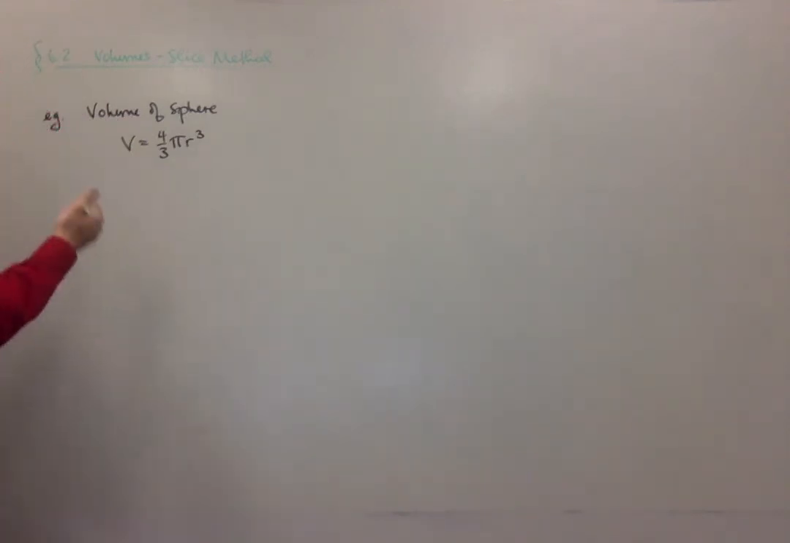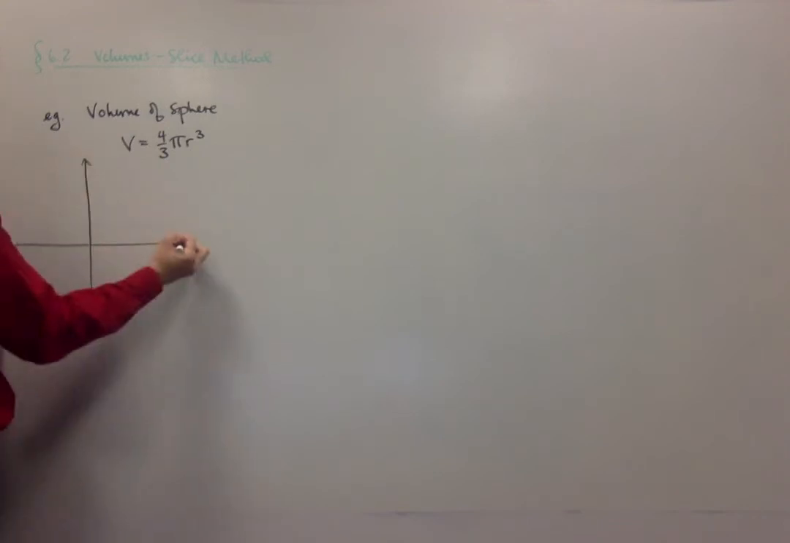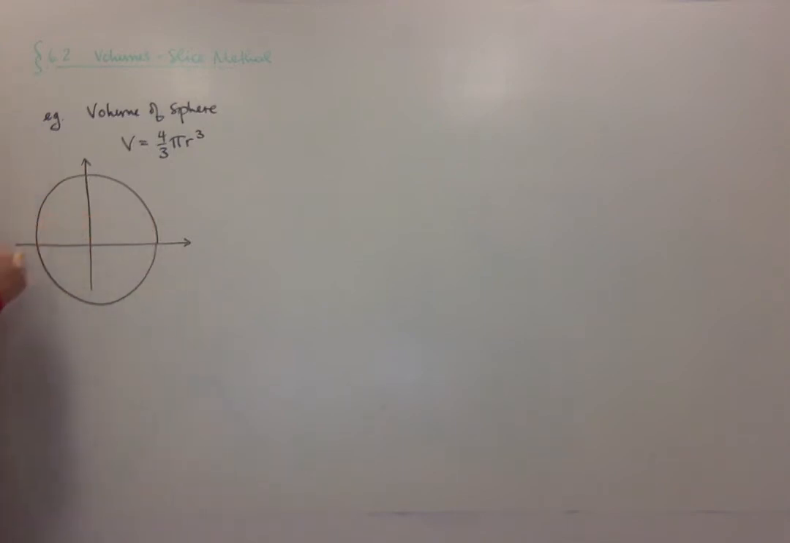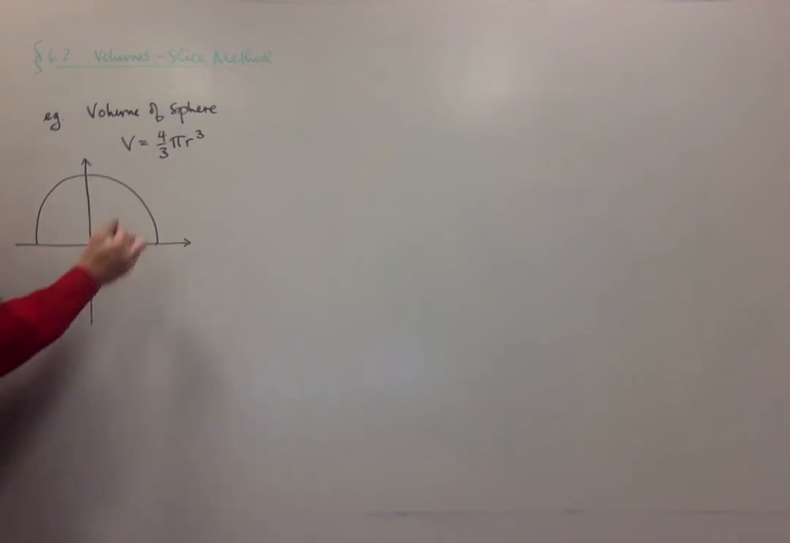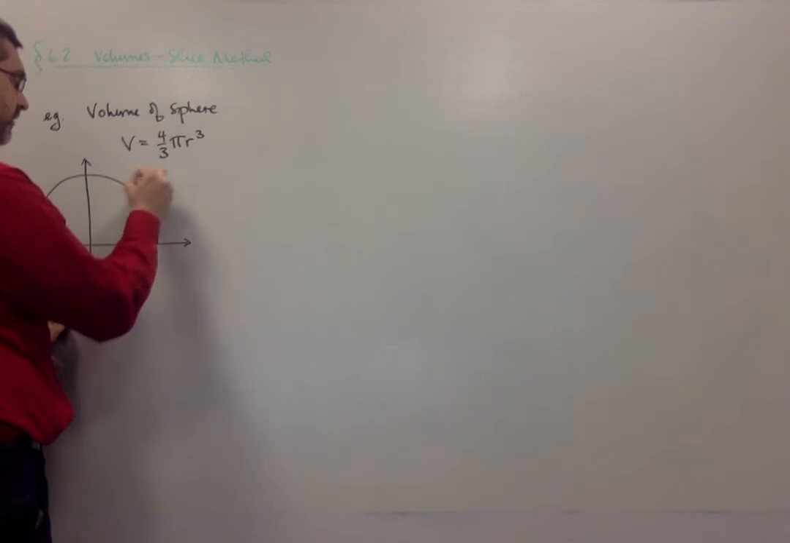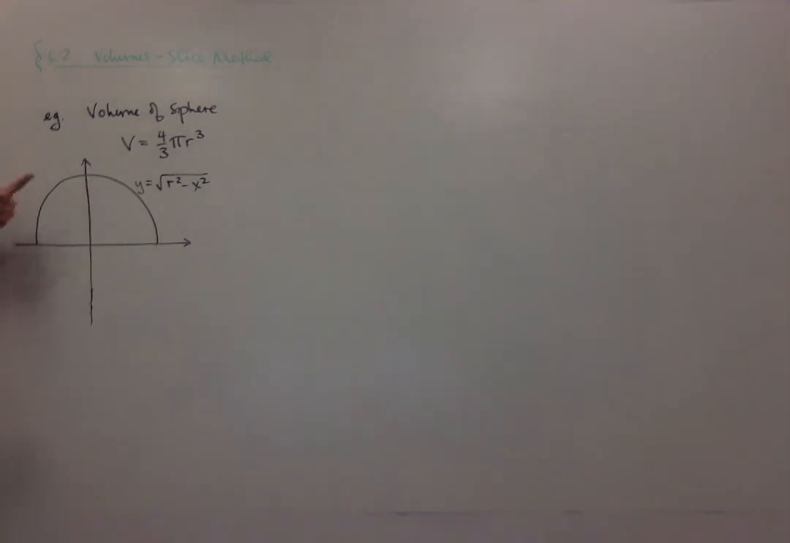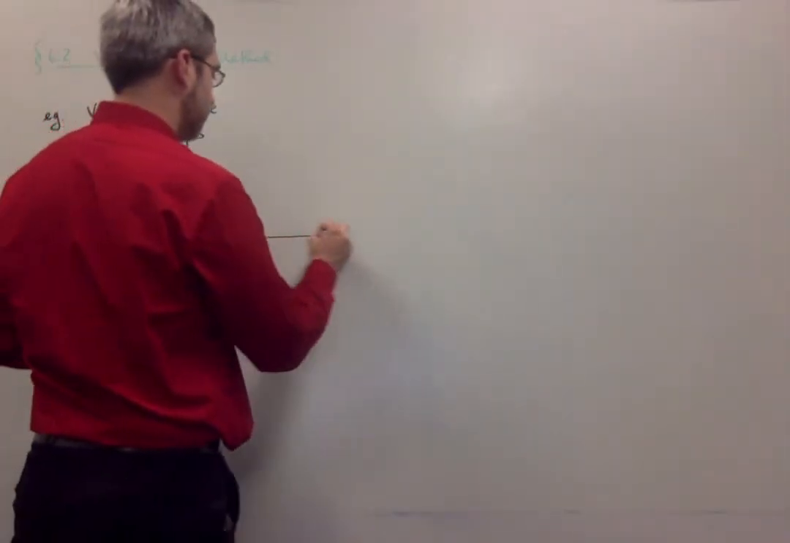In order to get a sphere, what we're going to do is take our typical circle of radius r, and we're going to rotate that. Let's do the top half of the circle. Remember, the formula for the top half of the circle is y equals the square root of r squared minus x squared. We would take that and rotate that around the y-axis, and that would give us our sphere over here.